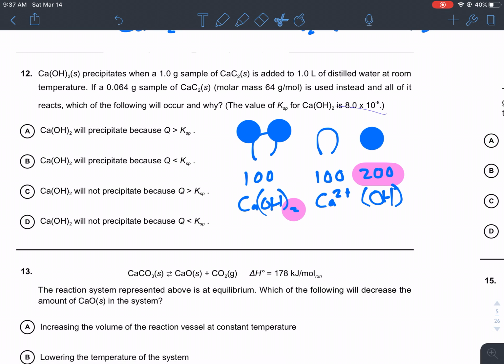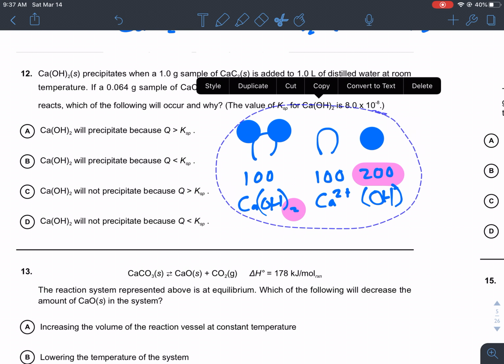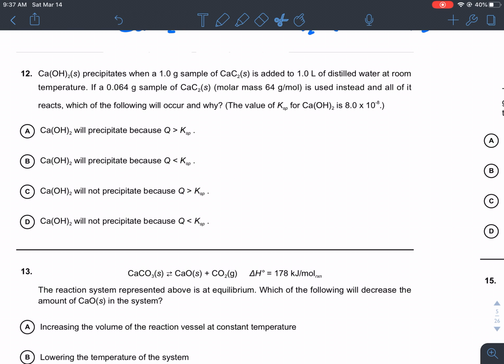Now, Ca(OH)2 precipitates when a 1 gram sample is added to 1 liter of distilled water at room temperature. If a 0.064 gram sample of calcium carbide, which has a molar mass, and by the way, the molar mass is given here, is used instead and all of it reacts, which of the following will occur and why? The value of KSP is equal to 8.0 times 10 to the negative 8. Okay, let me show you how I thought of this question.